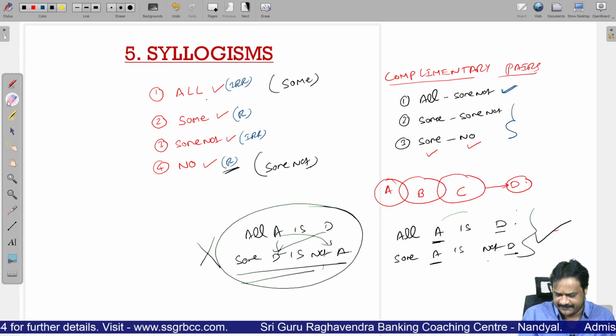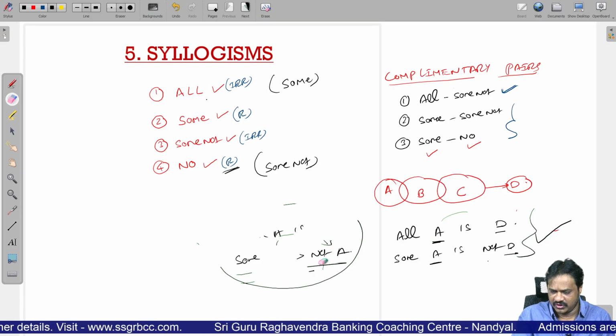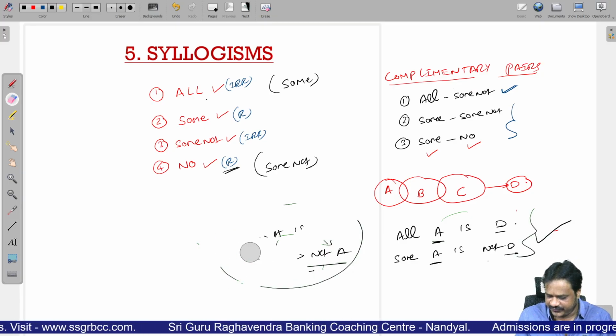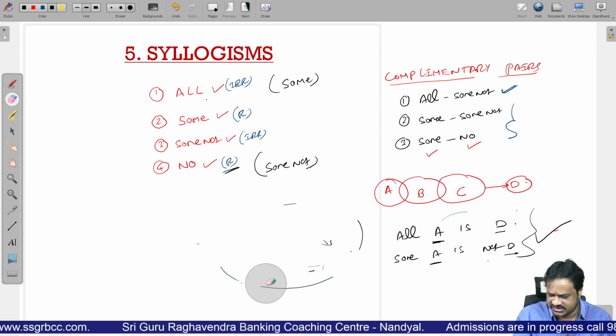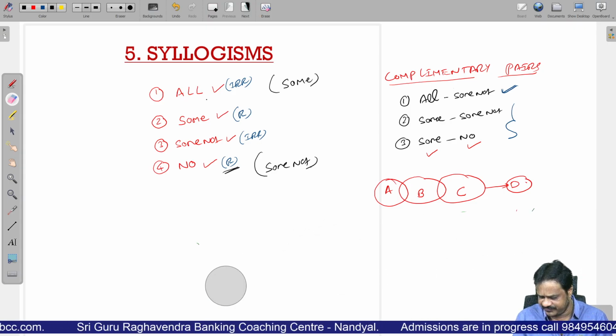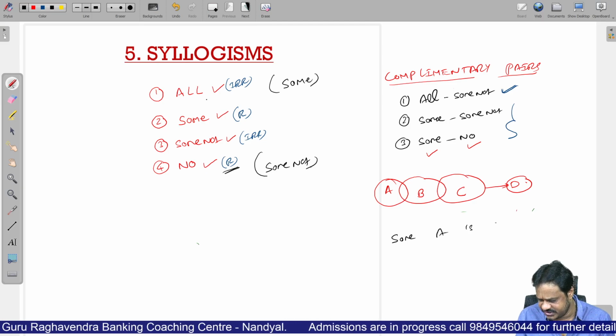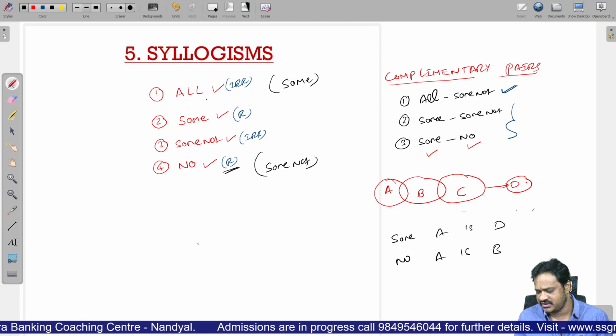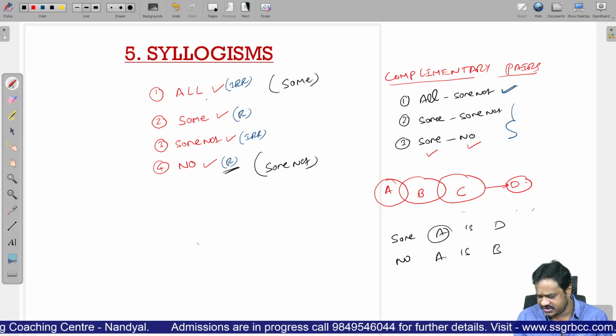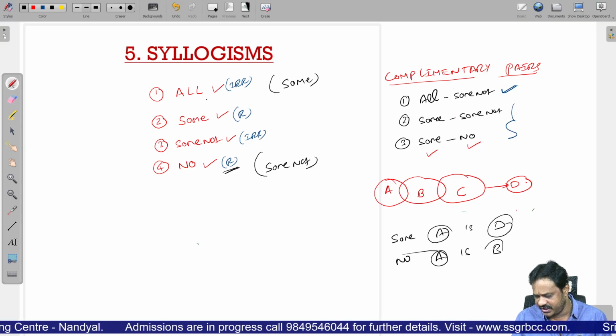That is the thing. Now, one more small thing. If it is given like this, all A is D, or else see, some A is D, no A is B, I have given. That means what I am doing here: subject is the same, but predicate is different.